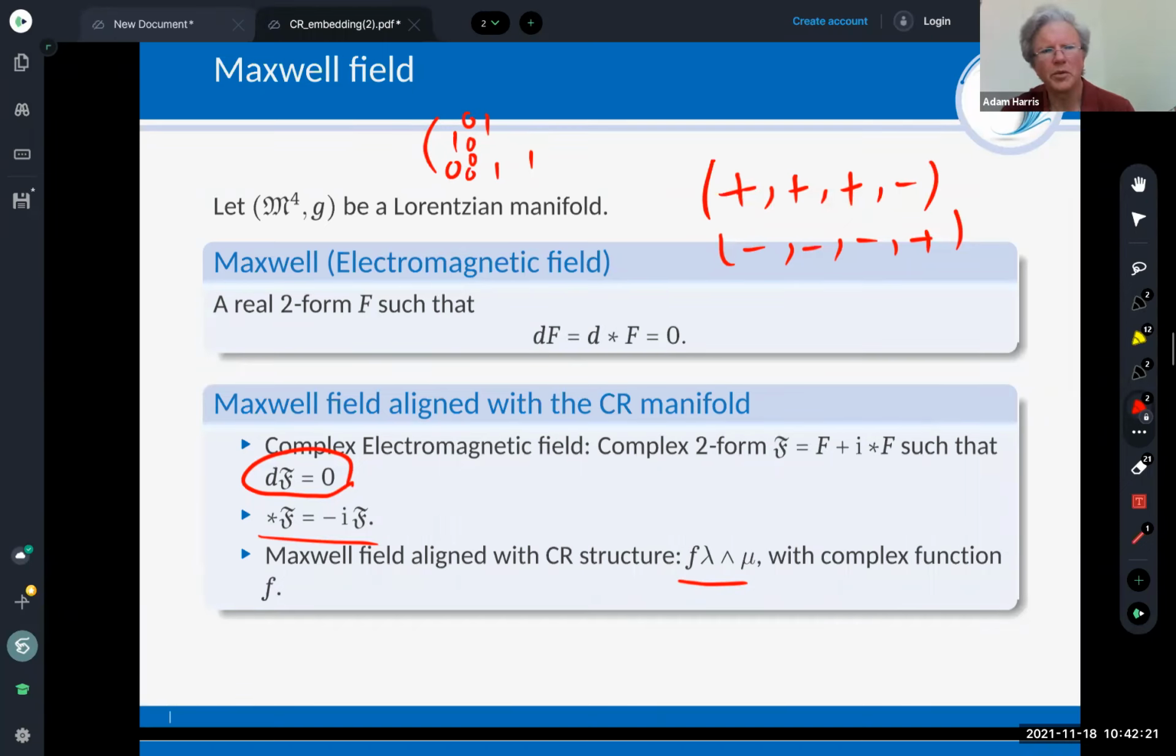And this F, is this F actually a function, or is it sort of a local function? This function F, it's a complex. Is it actually a function? Is it globally defined? No, it's a local function.